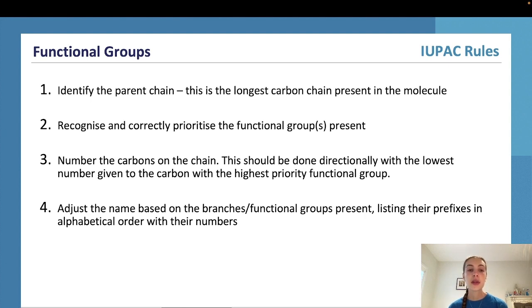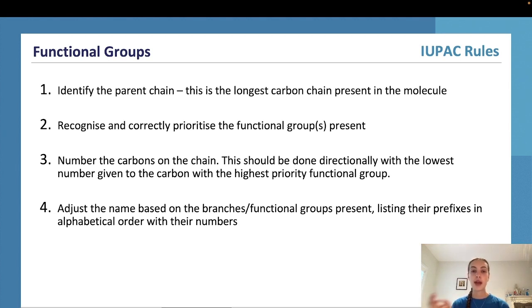The next thing we want to look at is the numbering of carbons on the chain, and this is something that's done directionally. The lowest number is going to be given to the carbon with the highest priority functional group. So when we count along the chain, we're going to want to count from the end with the highest priority functional group. If our highest priority functional group is on the right-hand side, we count the right-hand side as being 1, 2, 3, 4, etc.